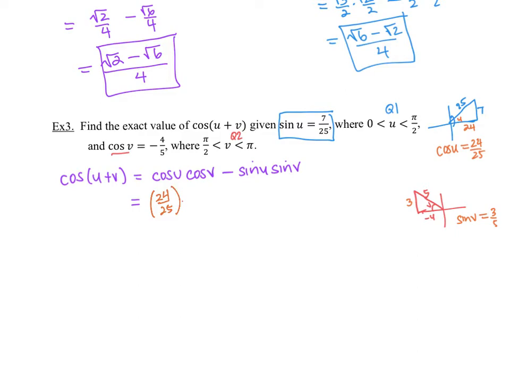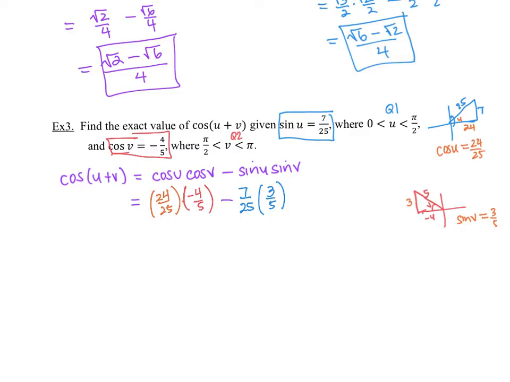Okay, now the cosine of v was given to me, it's right here. So the cosine of v is negative 4 over 5. Okay, minus the sine of u. The sine of u was given to me, it's 7 over 25. Okay, and then the sine of v I calculated as 3 over 5.